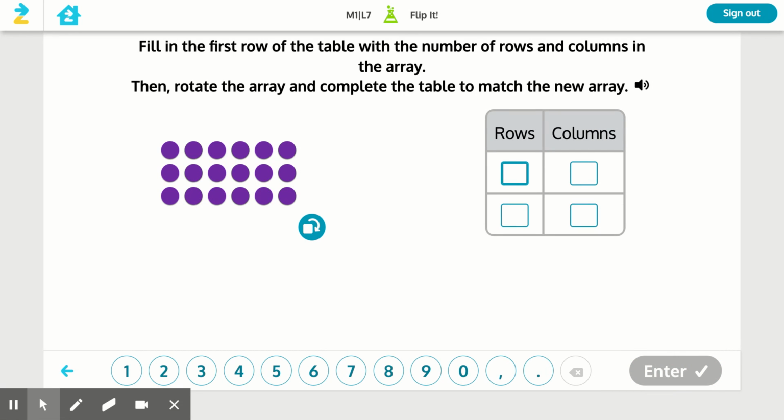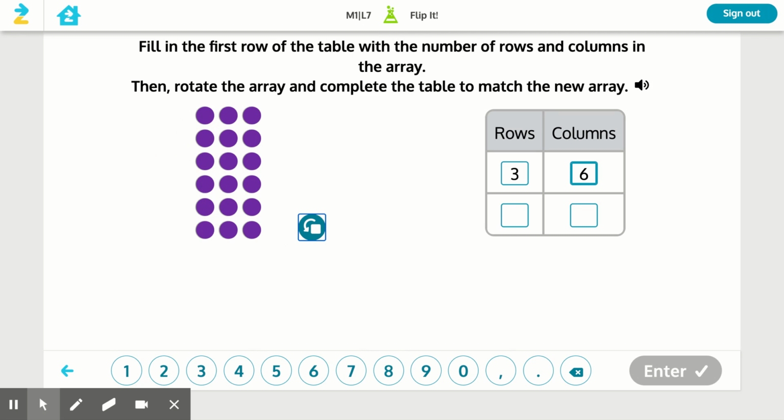We've got another one. In your Nearpod, tell me how many rows you see. Did you identify that there are 1, 2, 3 rows? How many columns do you see? Answer in your Nearpod now. Remember, columns run up and down. 1, 2, 3, 4, 5, 6. There are 6 columns. Let's flip it.